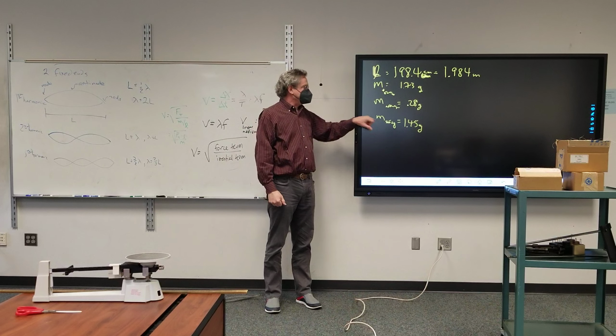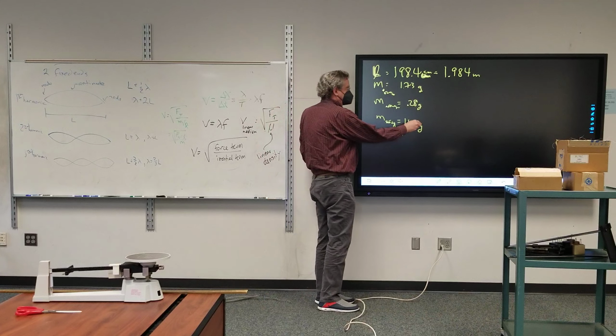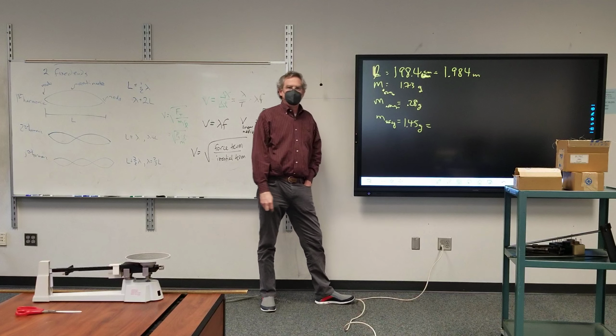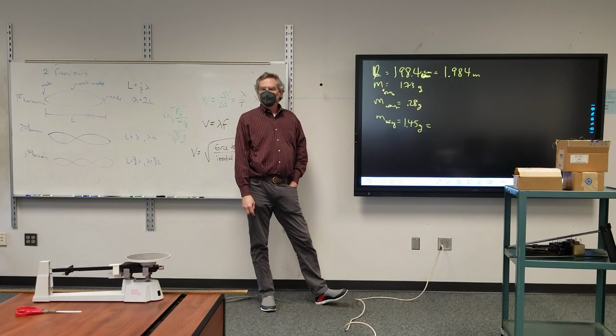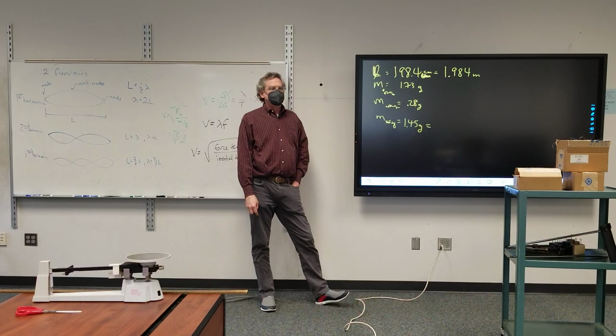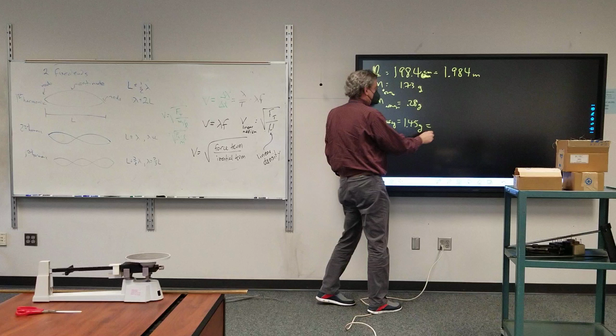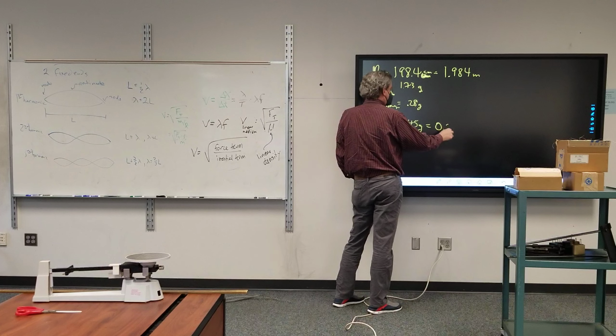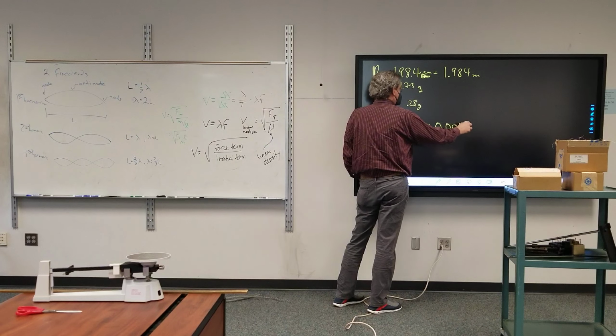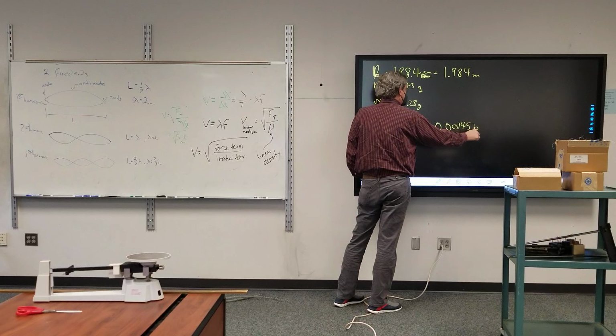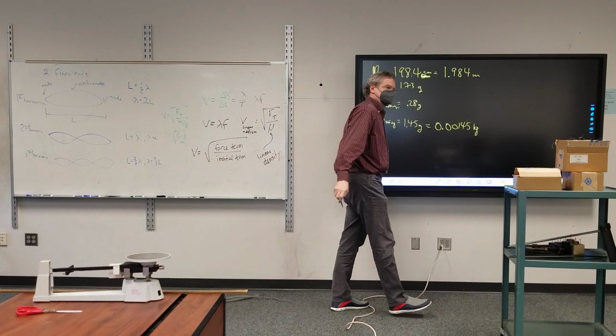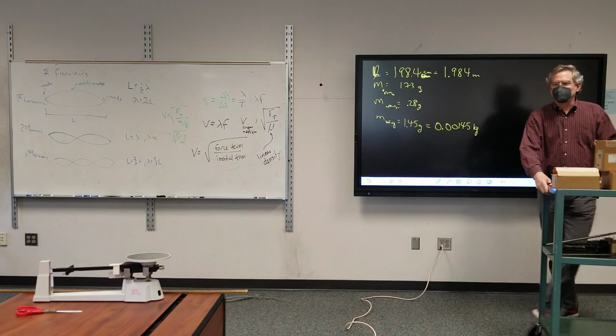All right, and then let's get the mass into kilograms. Three decimal places. So 0.00145 kilograms. Oops, sorry, that's the way.